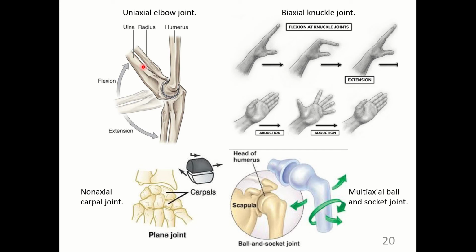It can do this one pair of movements in one plane. So it can do flexion and extension in the sagittal plane. That's a uniaxial joint. The biaxial joint can move in two planes.